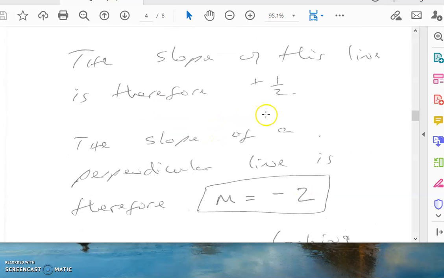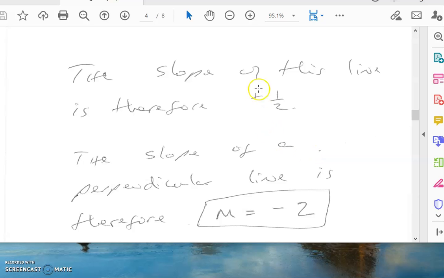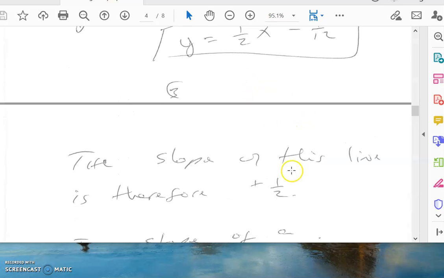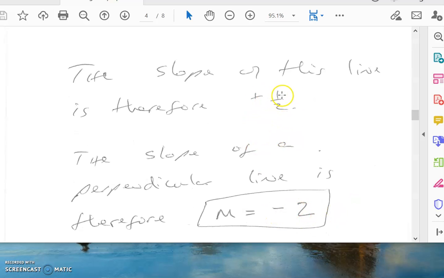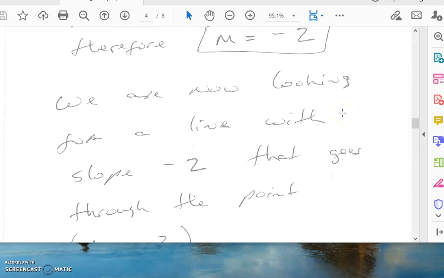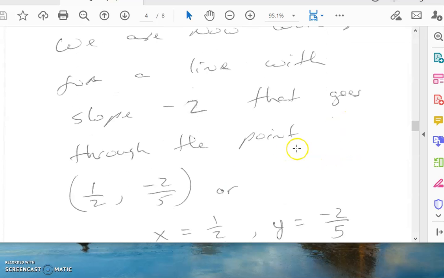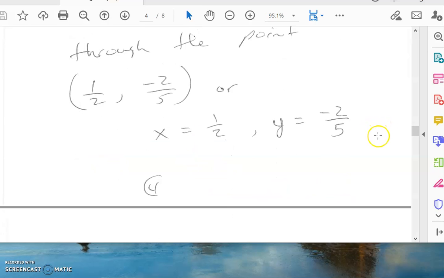The slope of a perpendicular line, if I want a perpendicular line to this one, I've got to have a slope of -2. -2 is the negative reciprocal of positive 1/2. Why? Because -2 times 1/2 is -1. So that's why it's the negative reciprocal. Now we're looking for a line with a slope of -2 that goes through the given point. Well, what's the given point? The given point is x equals 1/2 and y equals -2/5.